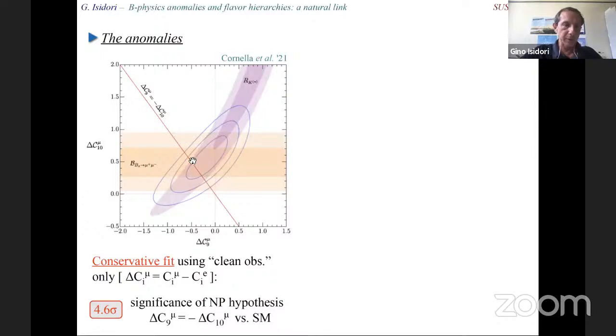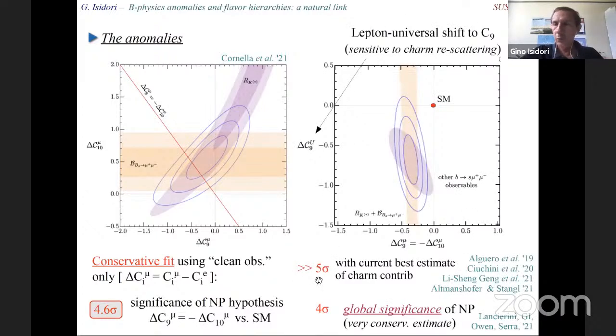get, trying to fit the anomalies in terms of modified Wilson coefficient for this simple point-like operator, with a conservative fit, just fitting the difference between electron muon coupling, we get a 4.6 sigma significance and a nice consistency between the different measurements. If we put on top the other observable, the significance goes well above 5 sigma.